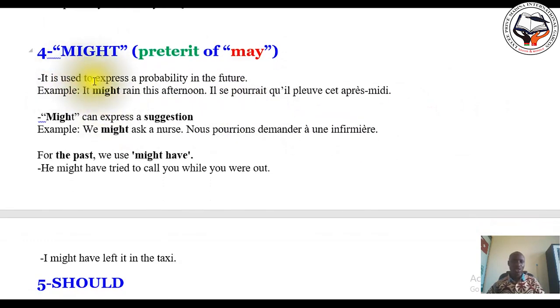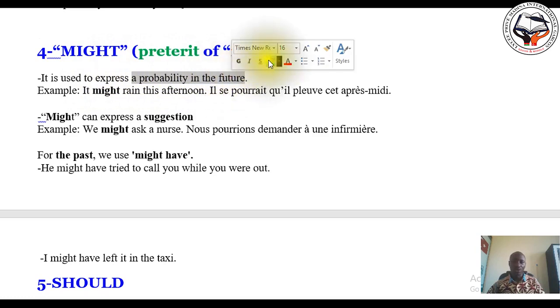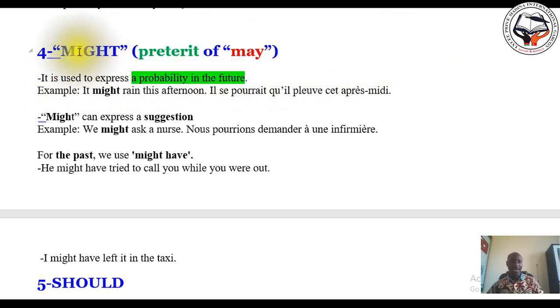Might is used to express a probability in the future. We use might to express a probability in the future. Example: it might rain this afternoon. This afternoon in the future, but it's a probability.